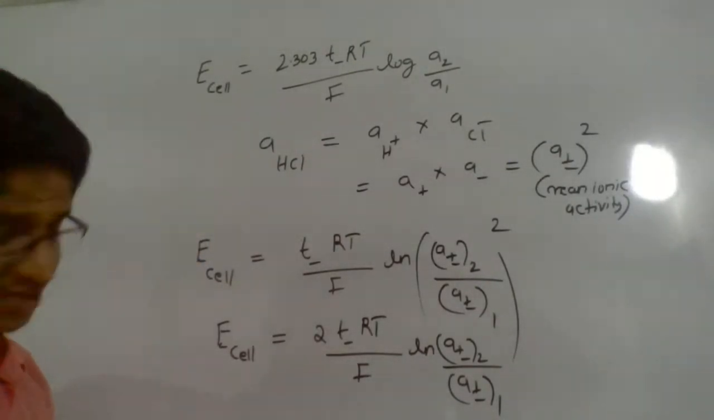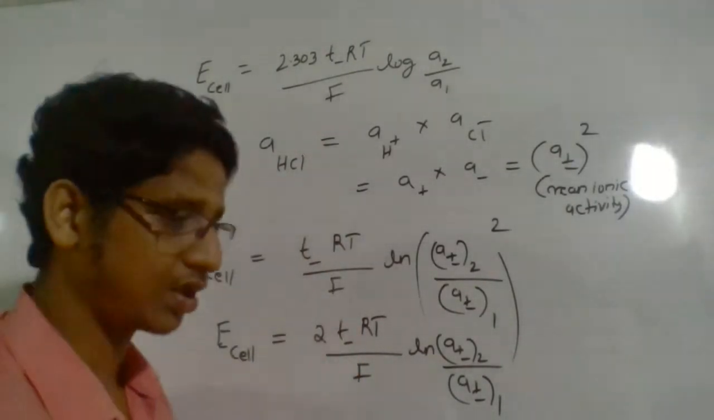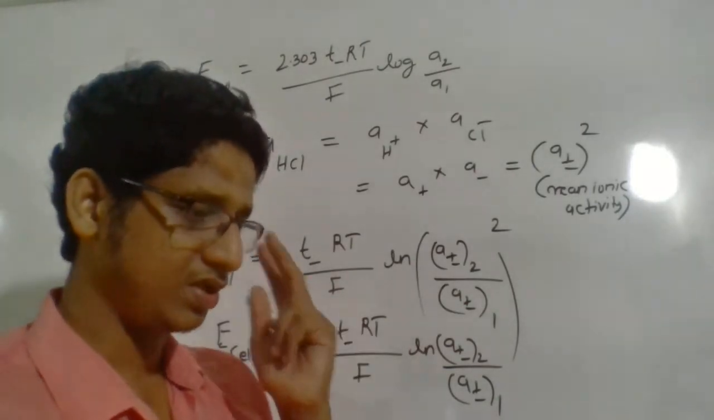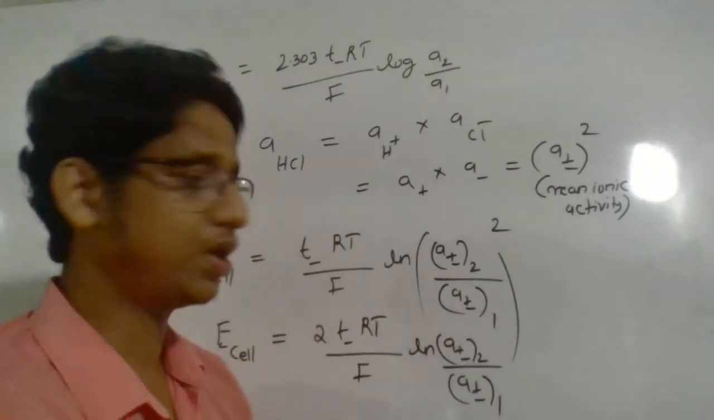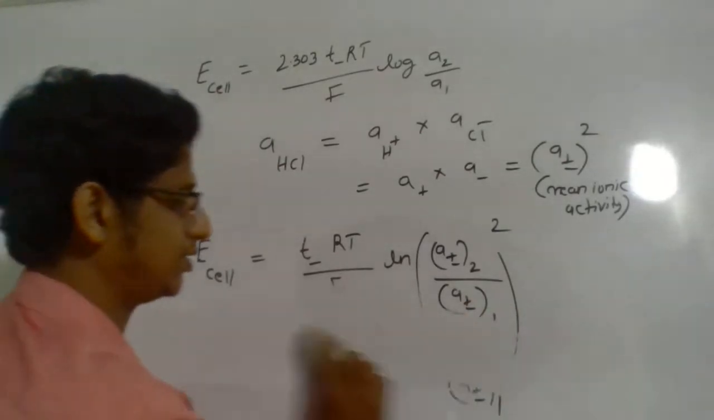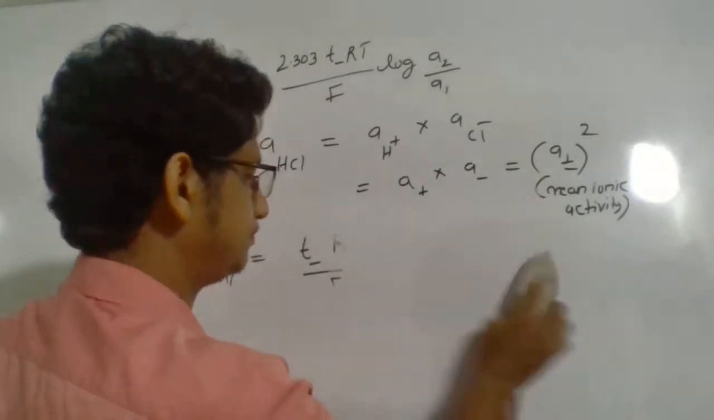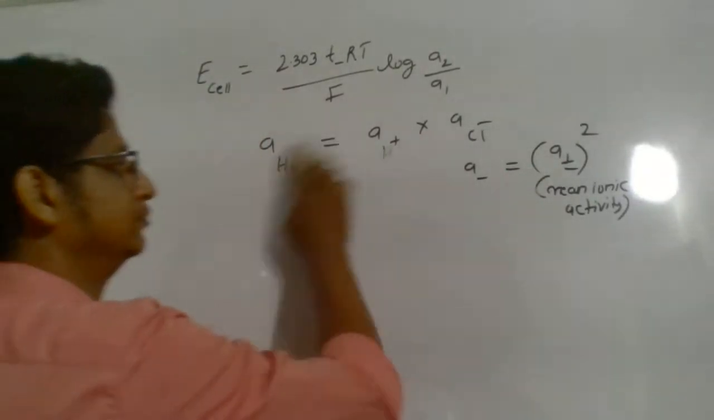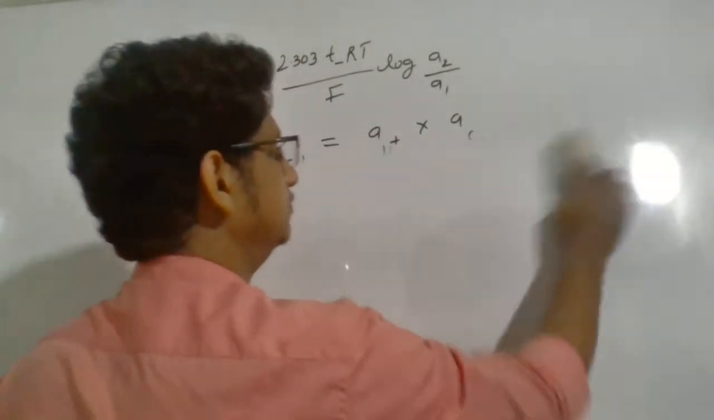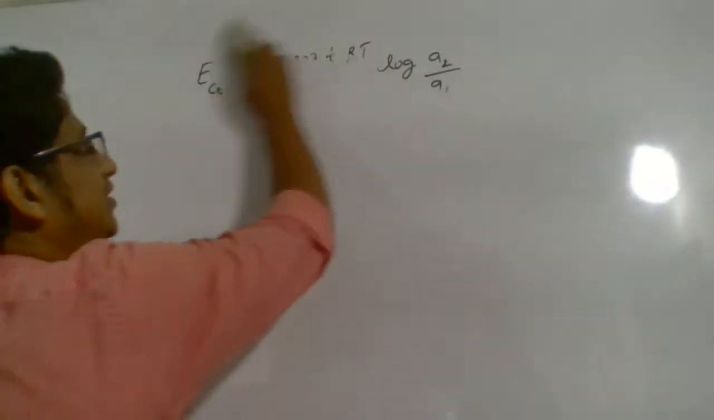Now this is the case where we discussed the hydrogen electrode, where the electrode is reversible with respect to the cation. Now let us discuss another case, a cell in which the electrodes are reversible with respect to the anion, for example the silver electrode that we already discussed before.